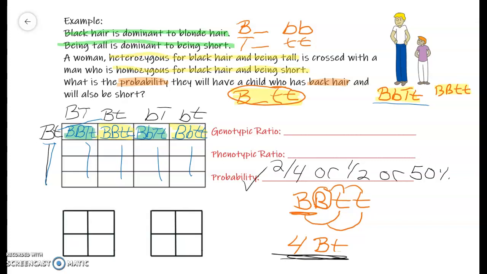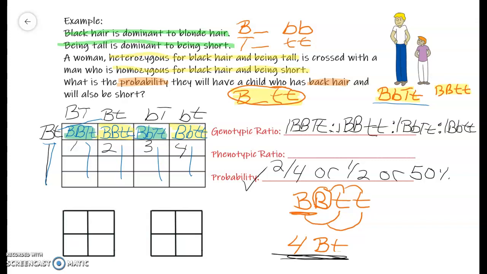Now, just in case this question would also ask you what the genotypic or phenotypic ratio is, this gets a little bit more complicated. If we focus on the genotypic ratio and you look at the large Punnett square, we actually have 1, 2, 3, 4 different unique genotypes that could have occurred. So our genotypic ratio is going to be, and how we would write it is 1 big B, big T, little t, to 1 individual who is homozygous for black hair and short, to 1 individual who is heterozygous for black hair and heterozygous for being tall, and 1 individual who is heterozygous for black hair and will be short.